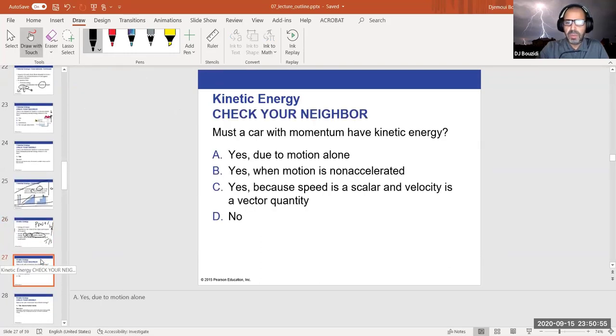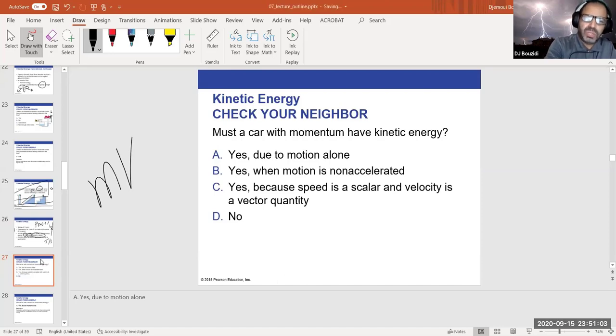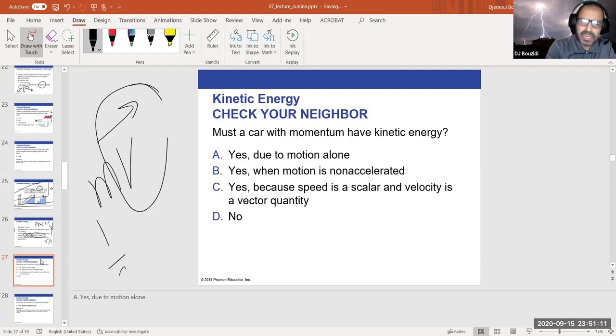Must a car with momentum have kinetic energy? Absolutely. If you have momentum, you have kinetic energy, because momentum is actually m times v. And v is usually, like I said, a vector, really. It has a pointing direction. But the fact that it has a speed, which is part of v, means it has kinetic energy, okay? Because kinetic energy depends on the speed. If you have it, you have kinetic energy. It's always positive, though, okay?